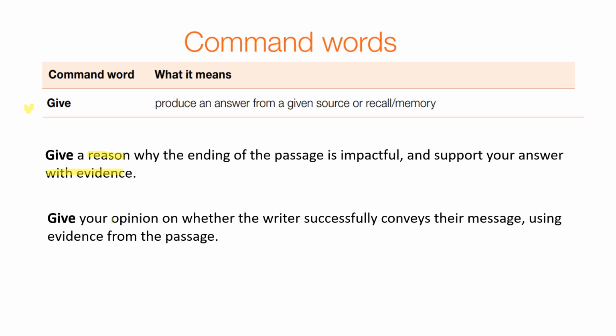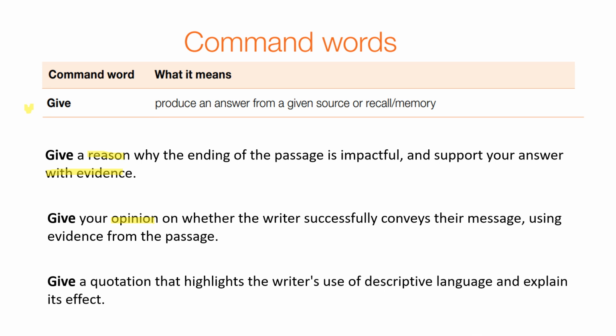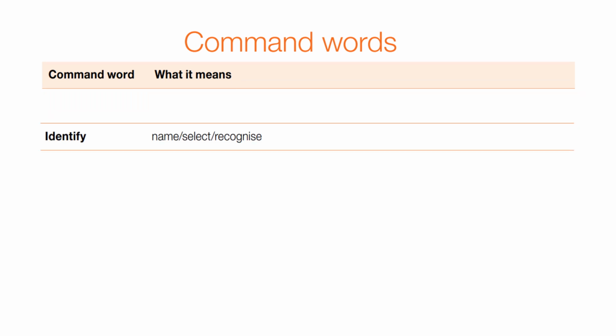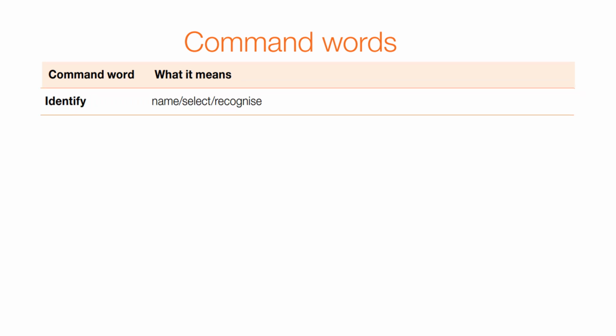Look at another question. Give your opinion on whether the writer successfully conveys their message using evidence from the passage. So you have to talk about the opinion. Then look at another example. Give a quotation that highlights the writer's use of descriptive language and explain its effect. So here you have to actually pick that quotation from the passage and then talk about its effect. So give can sometimes be picking up from the passage, reproducing it and then discussing it also.